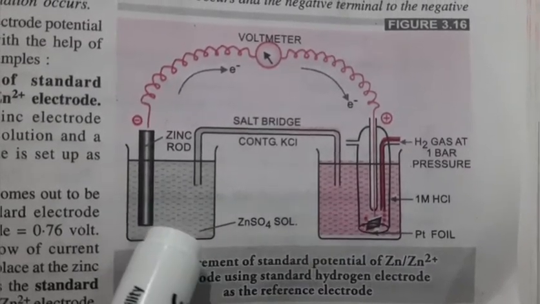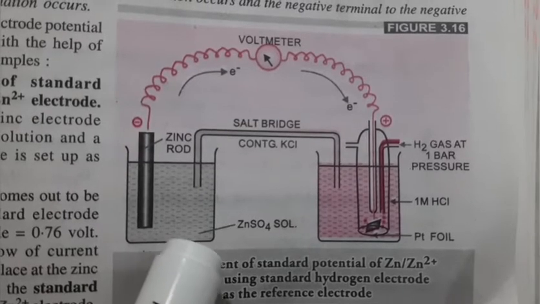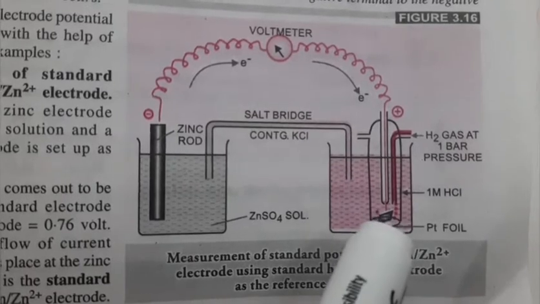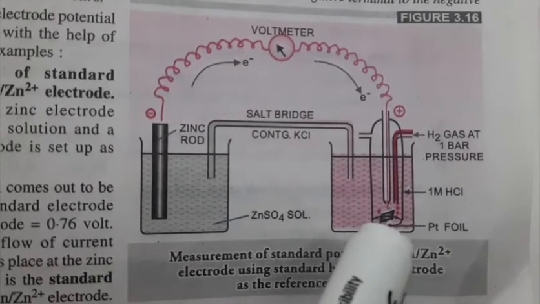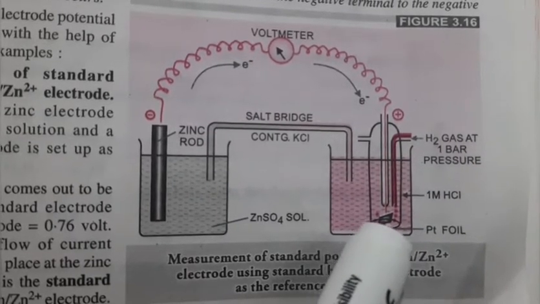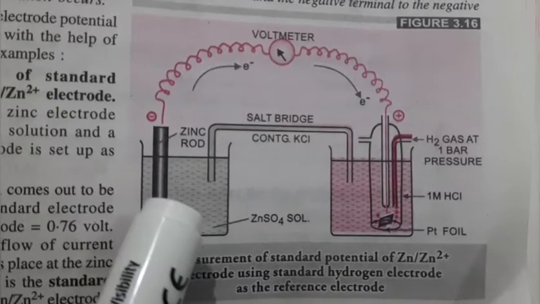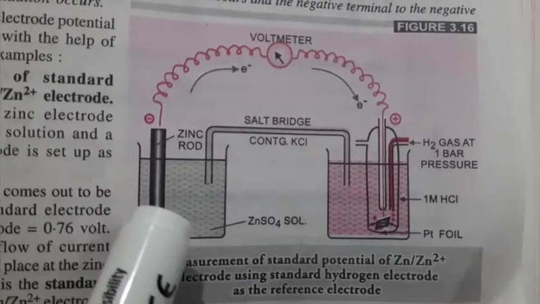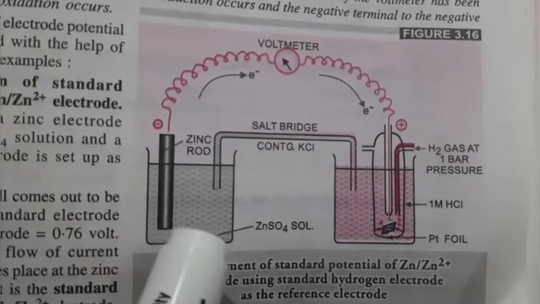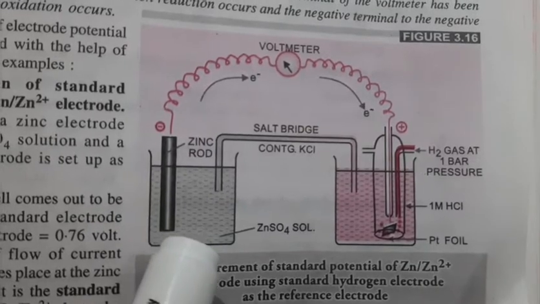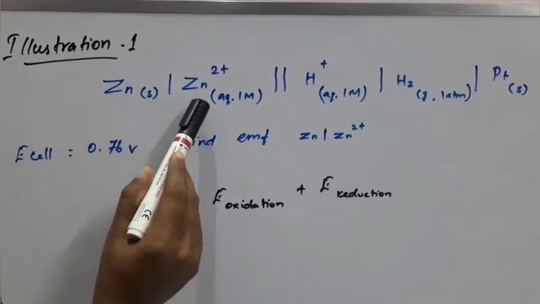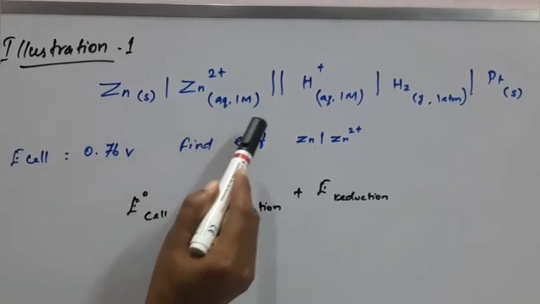On the left hand side, anodic reactions take place. On the right hand side, cathodic reactions take place, that is, reduction reactions. For reduction we have to take the SHE, the standard hydrogen electrode. On the other side, a zinc rod is dipped into a solution like zinc sulfate. We have to calculate the standard electrode potential for zinc. First, illustration 1: zinc in zinc sulfate, zinc in zinc 2 plus, salt bridge.